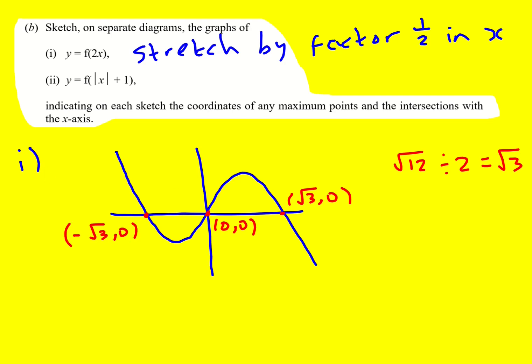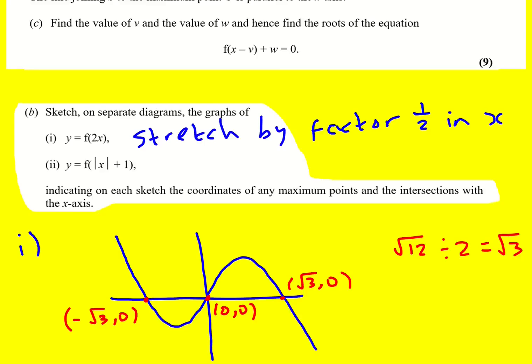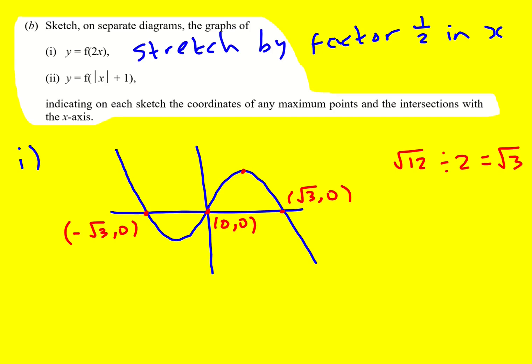That just leaves us with the other coordinate, which was 2, 16. So the stretch is just in the x direction. Therefore, we divide 2 by 2 to give 1. The y coordinate will still be 16. So that is our graph, y equals f of 2x.